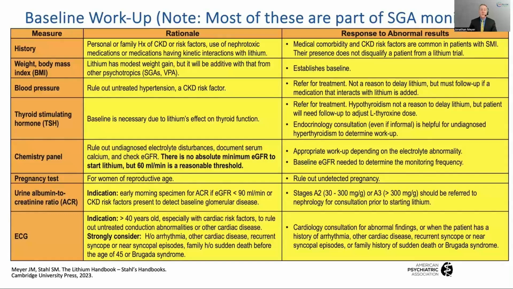When we get our chemistry panel, we want to make sure we have a GFR. The modern GFR formula removes the race coefficient. It uses two analytes, creatinine and cystatin C. The point of getting it is you want to know what it is before you start them on lithium.